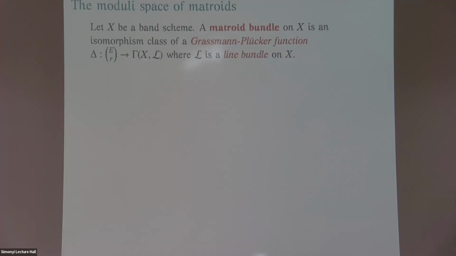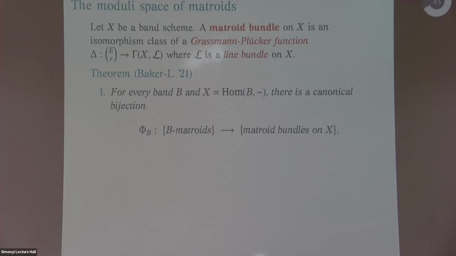And then our main theorem says, first of all, just a sanity check: for every band B, and the affine scheme X represented by B, the matrix bundles on X correspond canonically to the B matrices. So this notion of matrix bundles really extends the notion of B matrix to a geometric setting. It's the same thing.